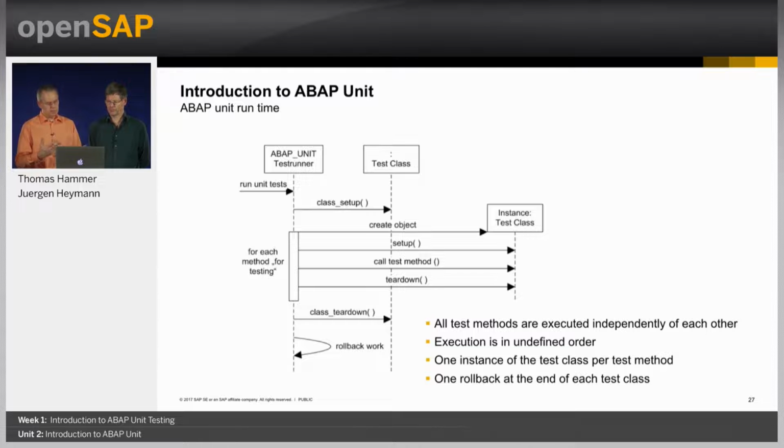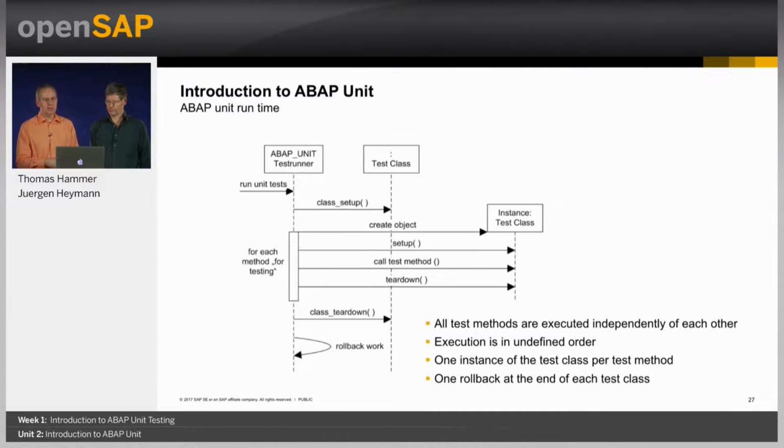If it's there, it's always if it's there. And then it runs the first test on this instance, and then it calls the teardown if it's there. And then it starts all over again in this loop, creates again an instance of this test class, calls the setup, calls the next test method, calls the teardown, and so on and so on. For each test method, we have a separate instance of the test class.